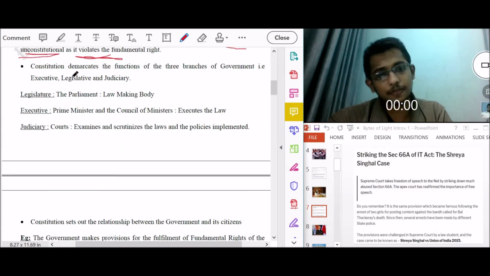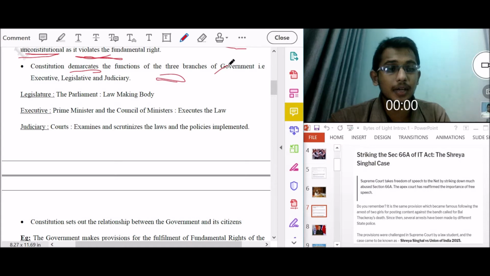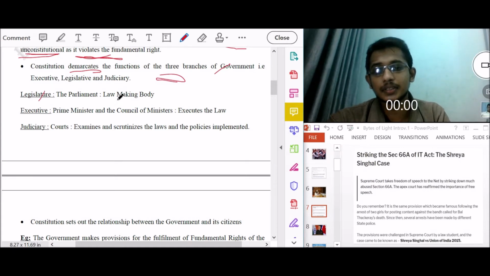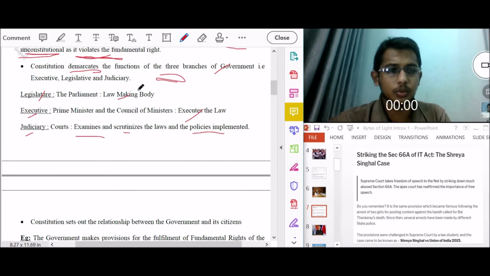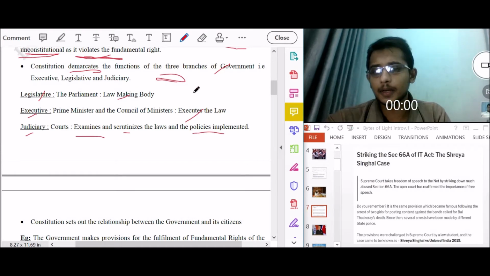Another feature of the constitution is that it demarcates the functions of 3 branches of government. What are the 3 branches of government? The legislature, which is the lawmaking body; the executive, which executes the law made by the legislature; and the judiciary, which examines and scrutinizes the policies implemented by the executive and the laws made by the parliament. So that is what our judiciary does. You can see the relation between all these 3 is set by our constitution, and the constitution has demarcated it.